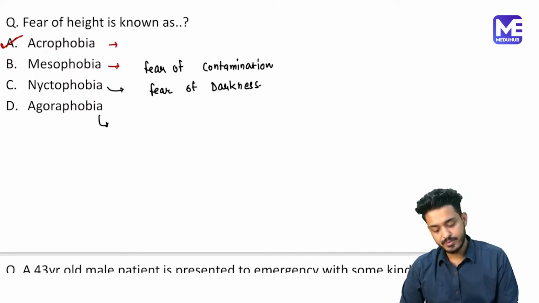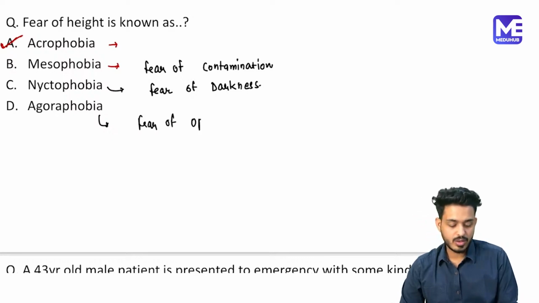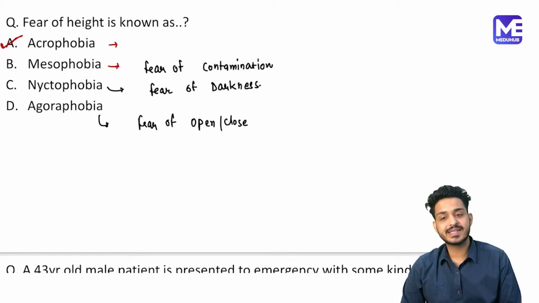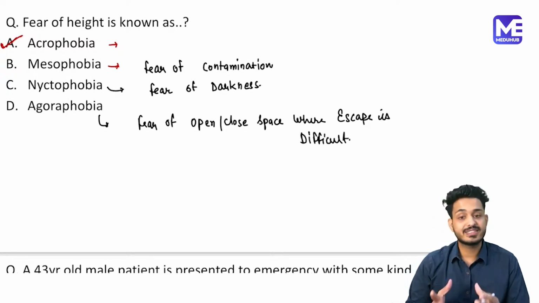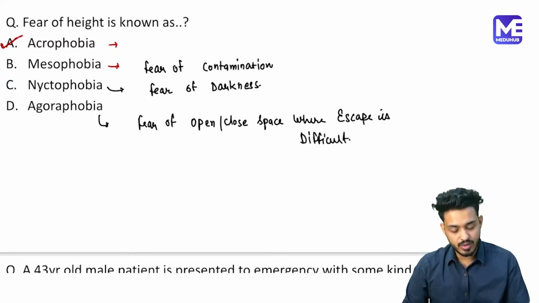Agoraphobia is going to be fear of open or closed space where escape is difficult. It can be an open place, it can be a closed place. Open means a very big ground, right? Escape is difficult. That is known as agoraphobia, right?